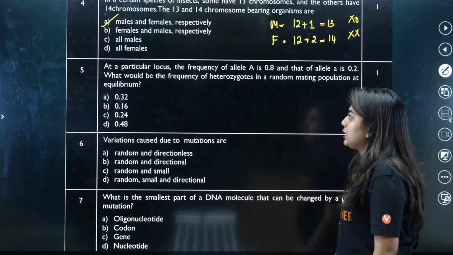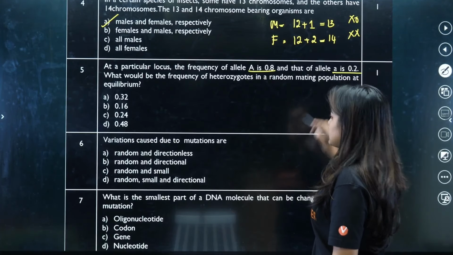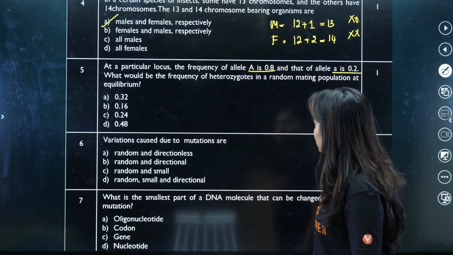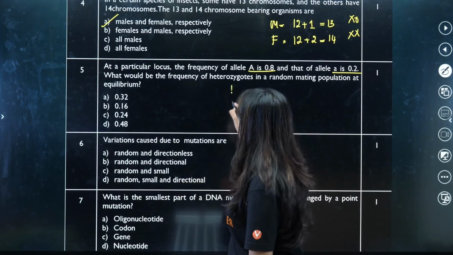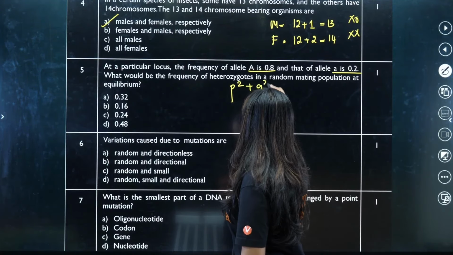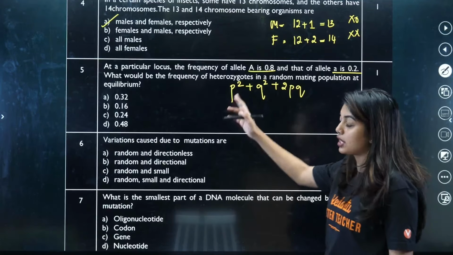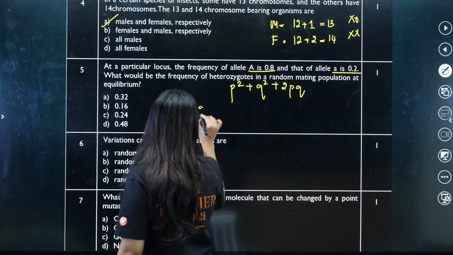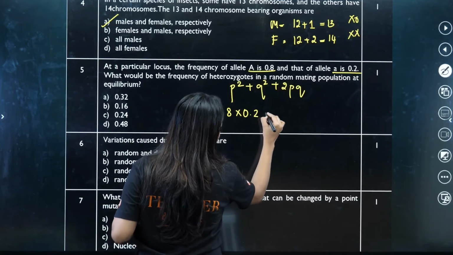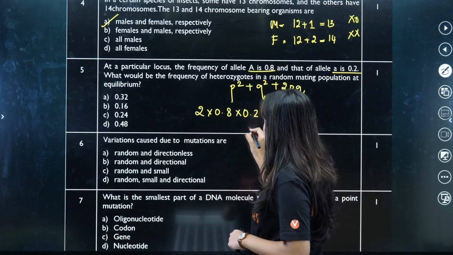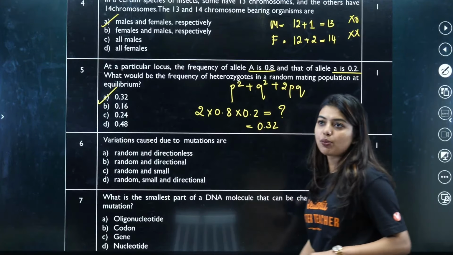Okay. Now, at a particular locus, the frequency of allele A is 0.8 and that of allele small a is 0.2. What would be the frequency of heterozygotes in the random mating population in equilibrium? So we know according to the Hardy-Weinberg equation, we have p square plus q square plus 2pq, right? So these will be homozygous, this is heterozygous. So what are they asking us to find? Heterozygous, okay? So I will do 2 into capital A, that is 0.8, into small a, 0.2, will give me the heterozygous value. How much will this be? 0.32. Let's see if 0.32 is there. Yes, option A, 0.32. Clear?